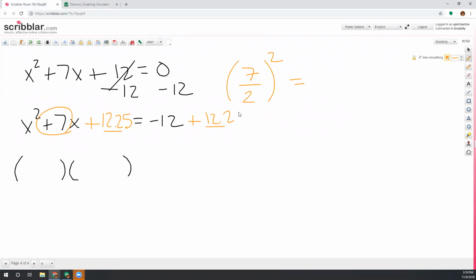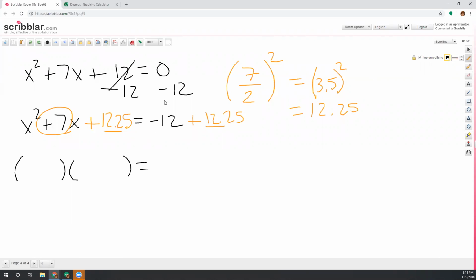Some classes make you leave it as a fraction so that you're not working with any decimals. As long as it comes out to a decimal that's nice to work with, I think it's easier to just use the decimals. So we had originally gotten 3.5. We squared it and got 12.25. And that helped us figure out what to add to both sides.